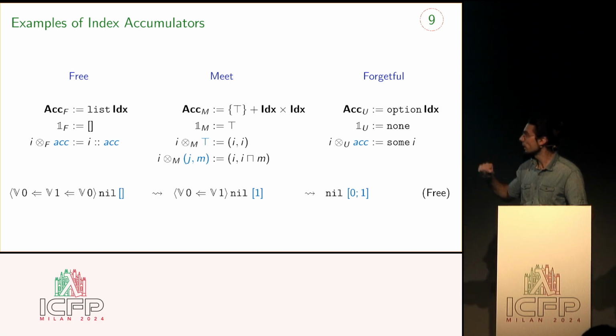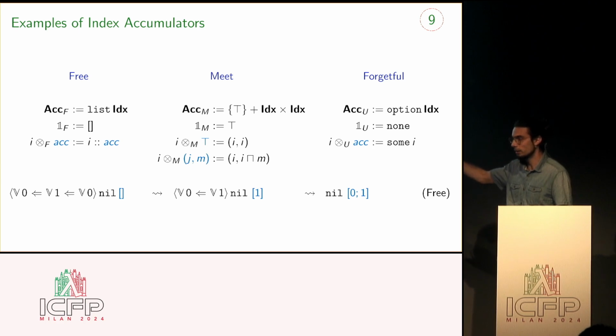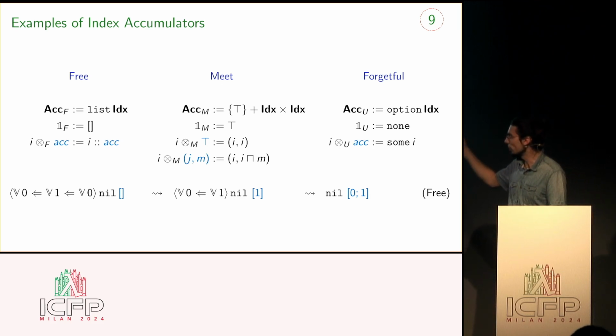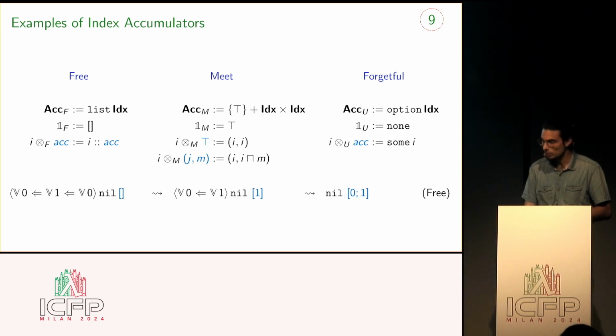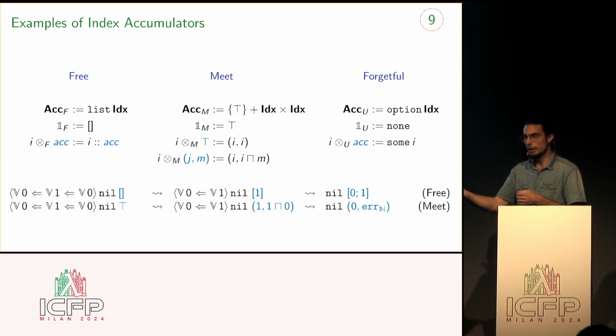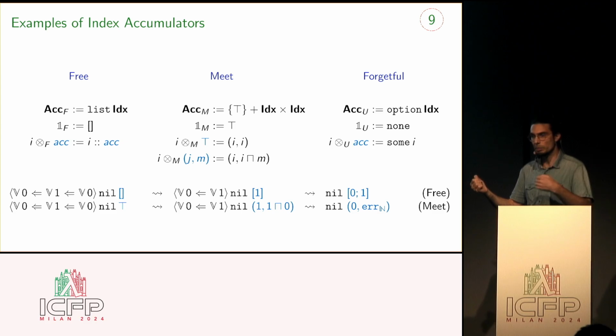For example, for the free index accumulator, we start with the constructor nil instrumented with the empty list, and then at each reduction step, we push an index in the list, resulting in a constructor that keeps exactly all the indices that were met during reduction. In the meet index accumulator, we initialize with dummy data, and then we keep track, in a pair, of the last index that we encountered and the meet of all indices that we found during reduction.